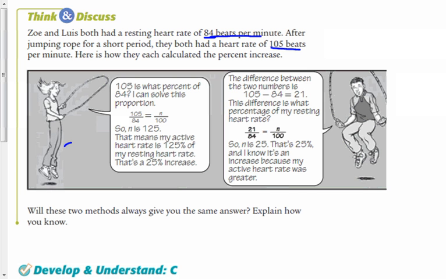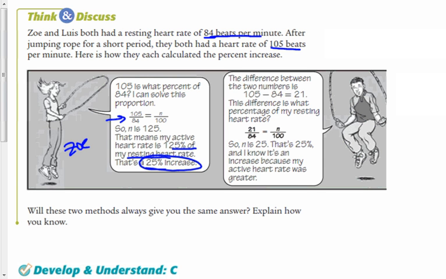And Zoe here is doing it this way. She takes the ratio, she uses 105 as the part, 84 as the whole, and then figures out what that is out of 100. And when she does the calculation, she gets 125. But that's 125% of her resting heartbeat. So we need to subtract that 100% to actually get the percent increase. So if you do it that way, you have to subtract 100 to get it.